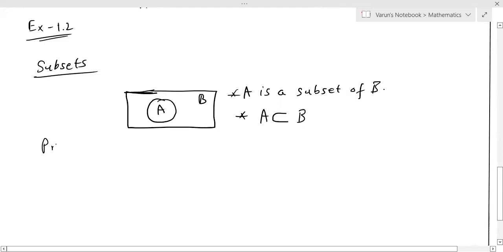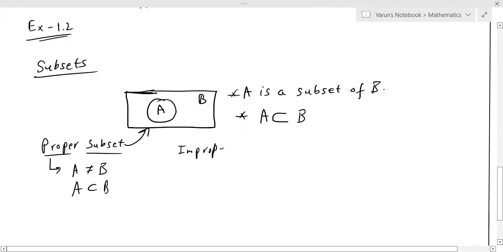Now there are two types of subsets. One is proper subset. Proper subset is this case. Proper subset means A cannot be equal to B, then A is a subset of B. This is a proper subset. And an improper subset means that it is possible that A equals B, and it is written as A is a subset of B.